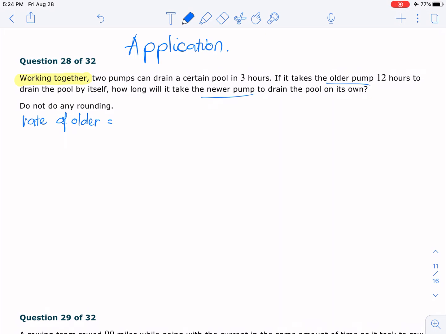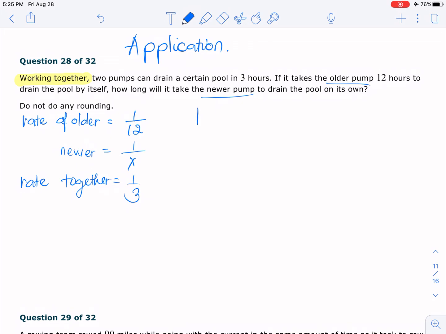It takes the older pump 12 hours to drain the pool by itself. So the rate would be 1/12. Now we don't know how long it will take the newer pump, so the rate of the newer we don't know. So we put 1/x. Now the time of the two working together we do know, which is 3 hours, which makes sense because that's the smallest number. It should be that way because they're working together.